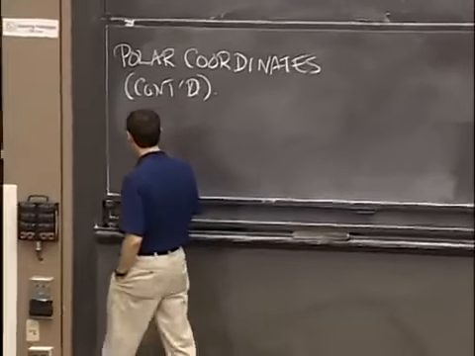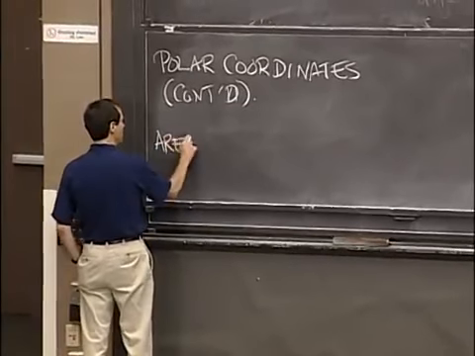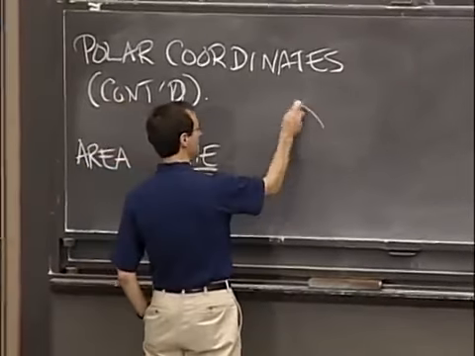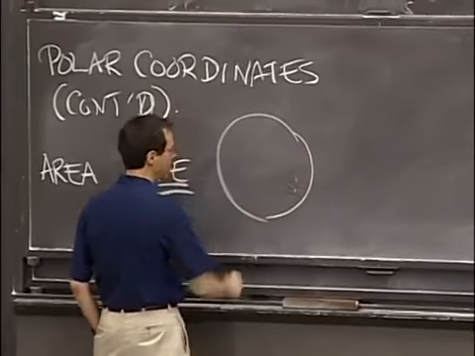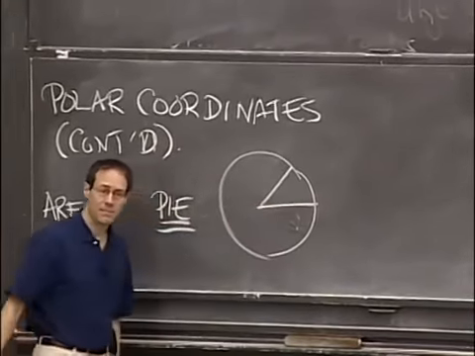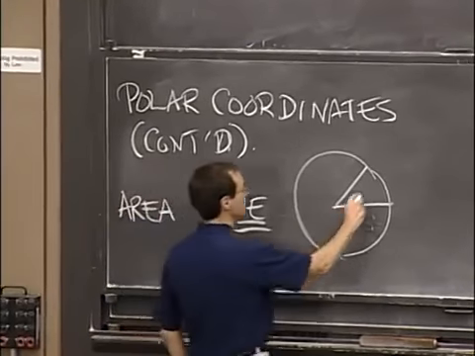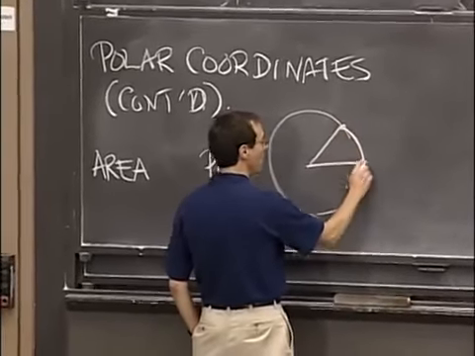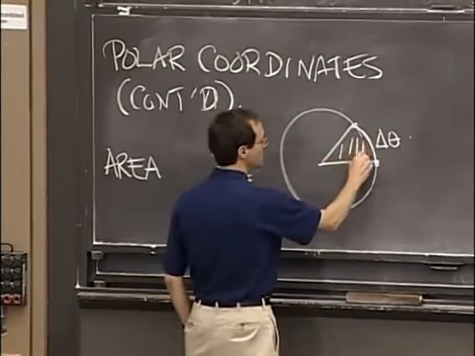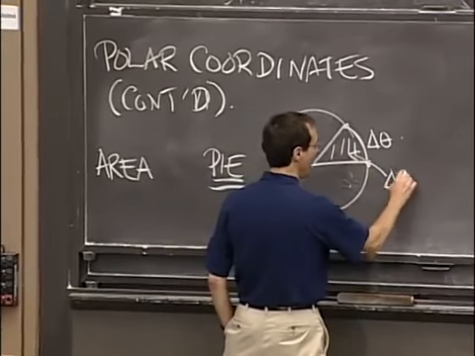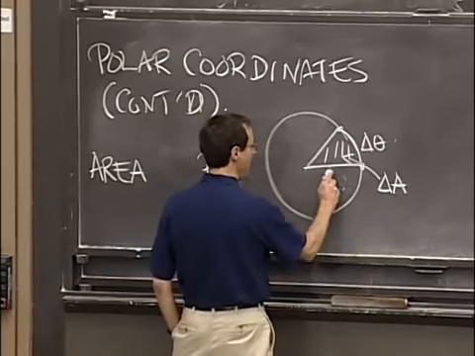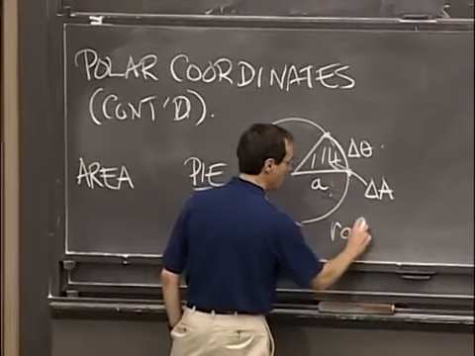And since we're all back from Thanksgiving, we can certainly talk about it in terms of a pie, which is the basic idea for area and polar coordinates. Here's our pie, and here's a slice of the pie. The slice has a piece of arc length on it, which I'm going to call delta theta. And the area of that shaded slice, I'm going to call delta A. And let's suppose that the radius is a, little a. So this is a pie of radius a.